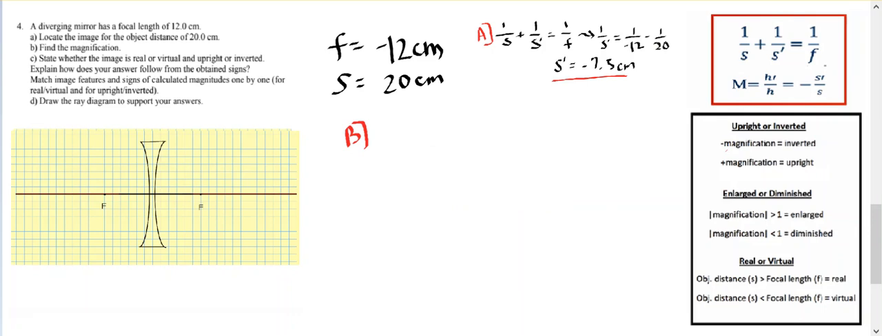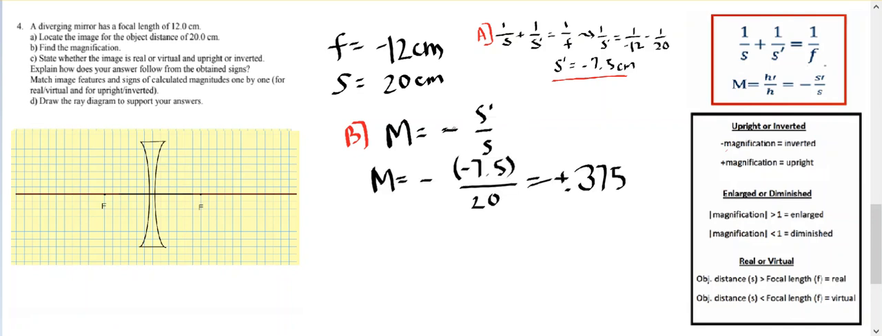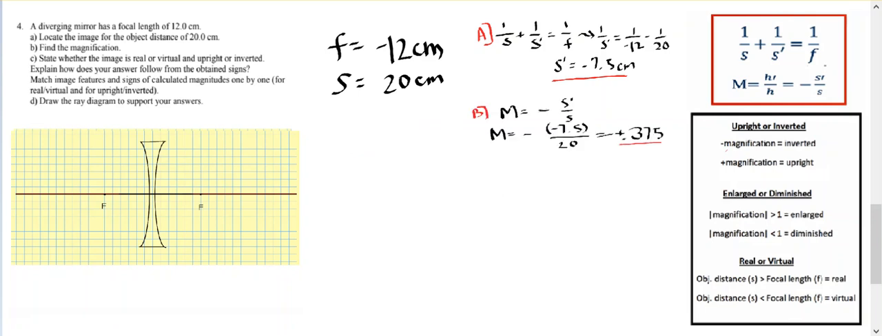Part B asks us to find the magnification. So if we were to use our equation, we would use the second part of this equation because we don't have the heights for either the image or the object. So negative S prime over S, and we plug in our values to find M, gives us positive 0.375. Part C asks us to look at the values obtained and determine the image.